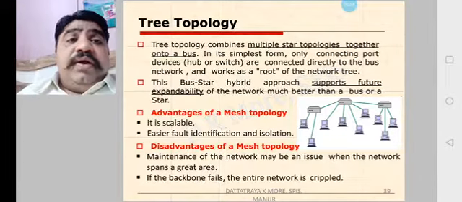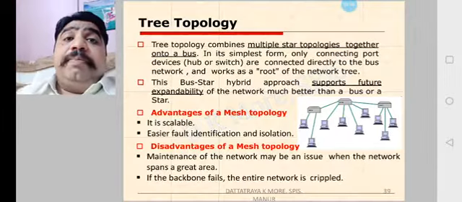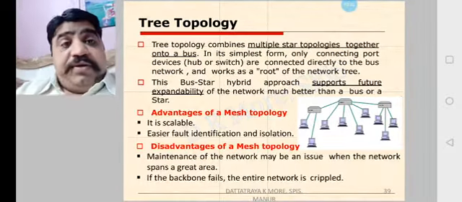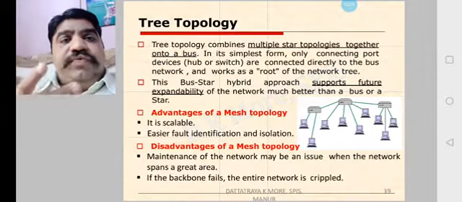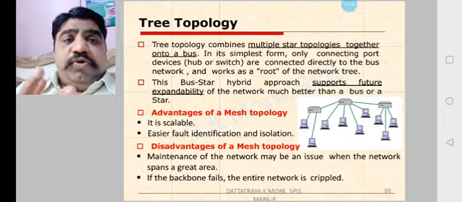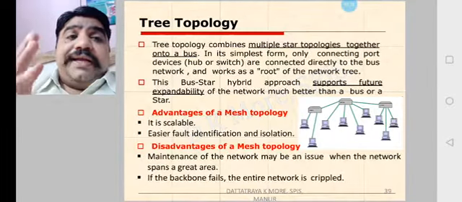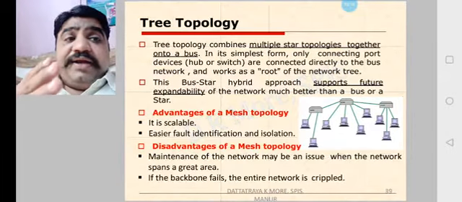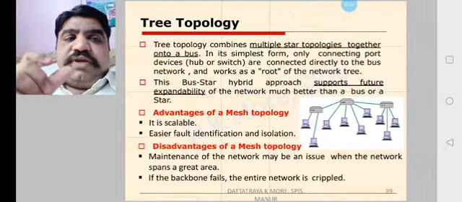This is a tree topology. It combines multiple star topologies together on a bus topology. Here two topologies are used. We can say hybrid, not hybrid exactly, but a combination of two different topologies is used in tree topology. In its simplest form, only connecting port devices, hubs or switches, are connected directly to the bus network and work as the root of the network tree.